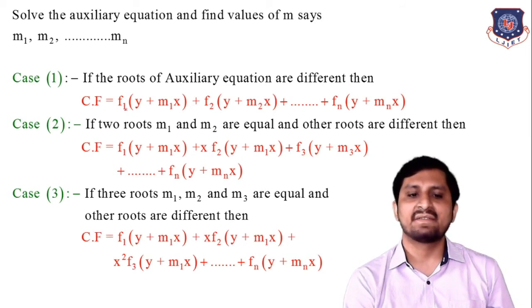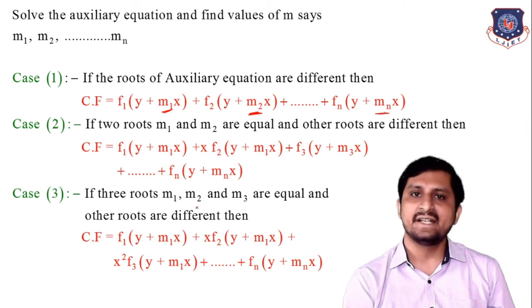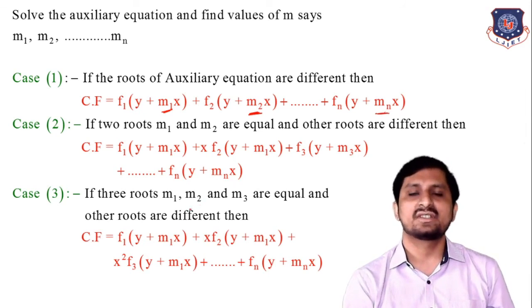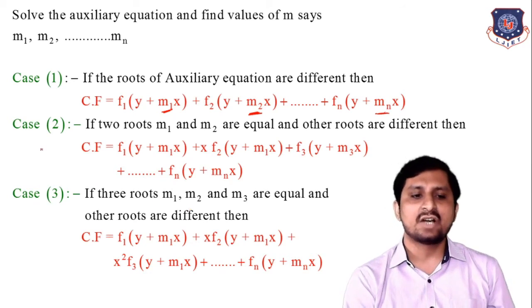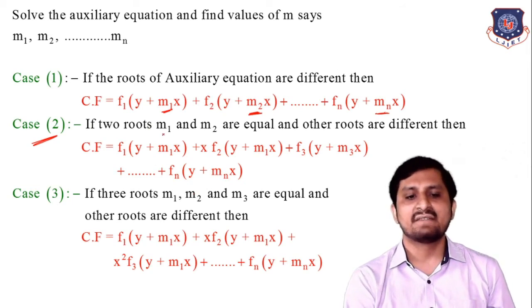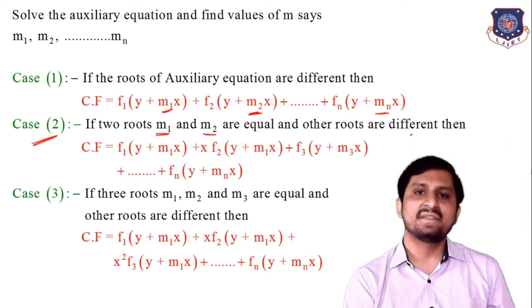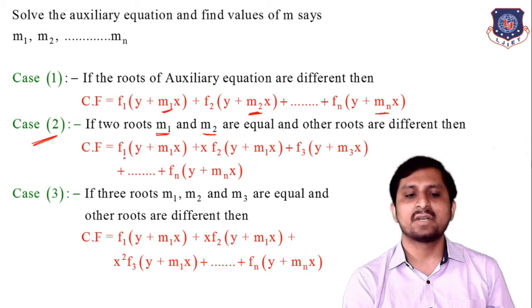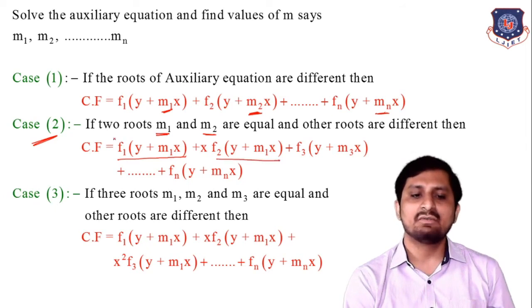The complementary function is f1(y + m1x) plus f2(y + m2x) plus up to fn(y + mnx). So that is case 1, if the roots of the auxiliary equation are different. Now case 2: if at least two roots are equal, say m1 and m2, and the other roots are different, then the complementary function is f1(y + m1x) plus x into f2(y + m1x). So for equal roots we have to follow this rule.